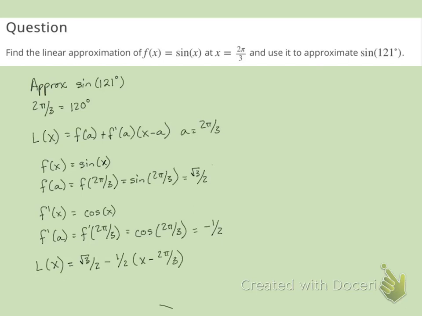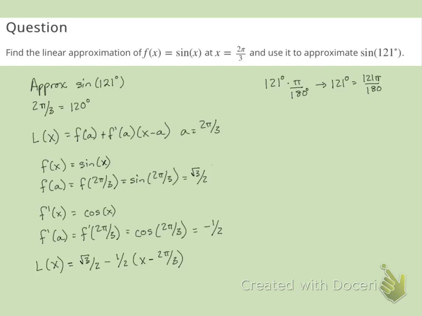So now we are going to approximate our sine of 121 degrees. Now notice that our linear approximation model is in radians and 121 degrees is obviously in degrees. So to convert to radians, remember that you can multiply by pi over 180. So that would mean that 121 degrees is the same as 121 pi over 180.